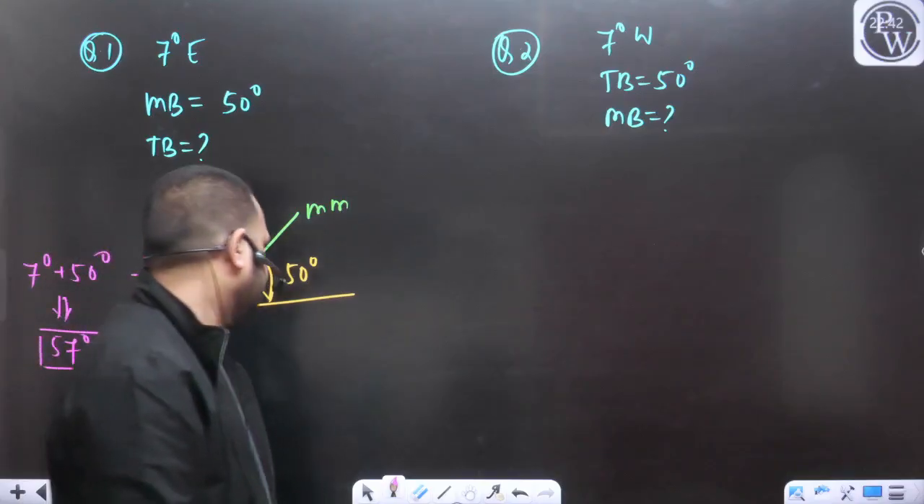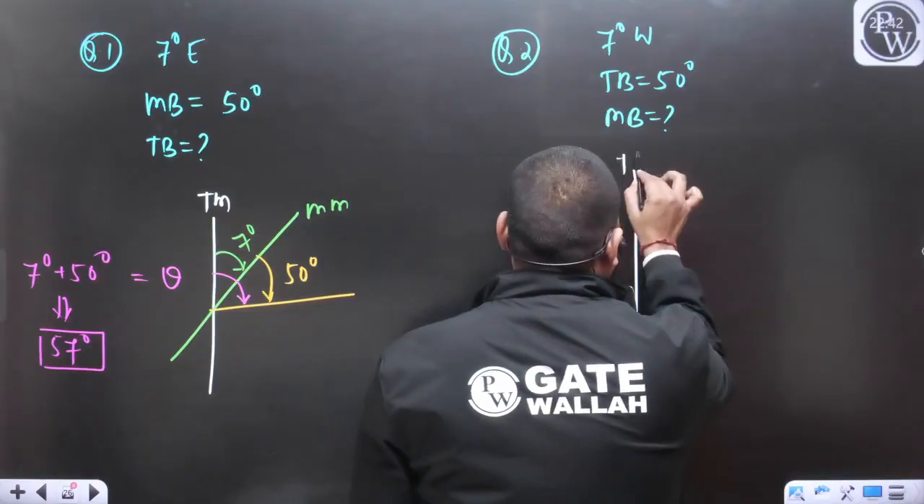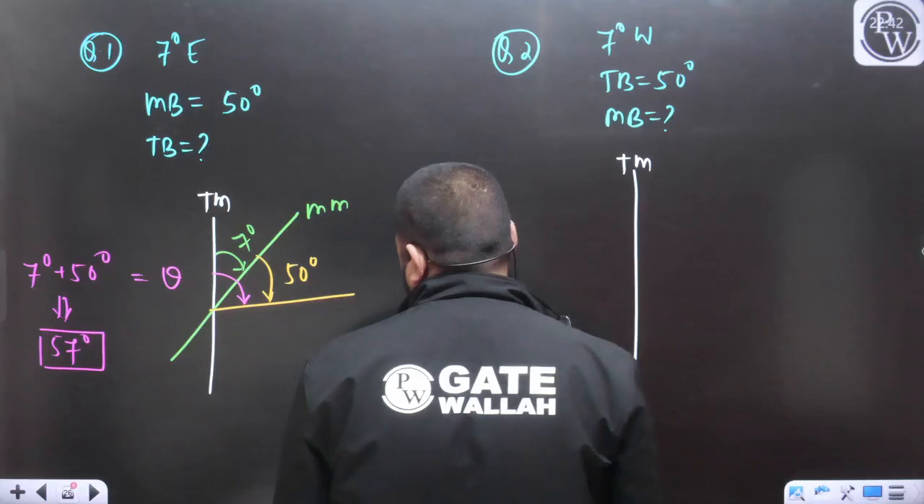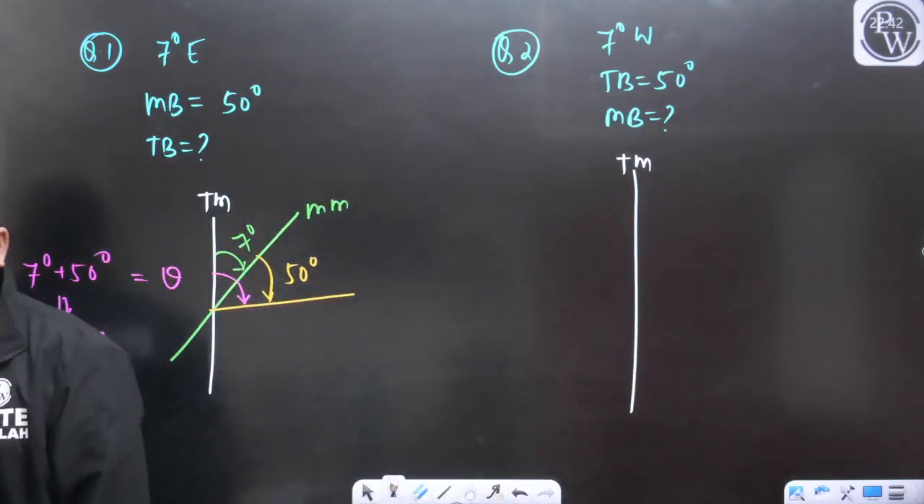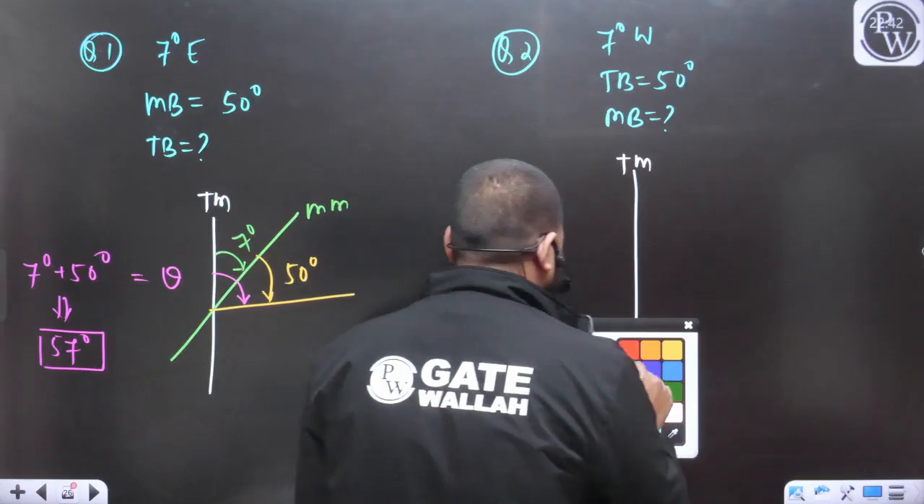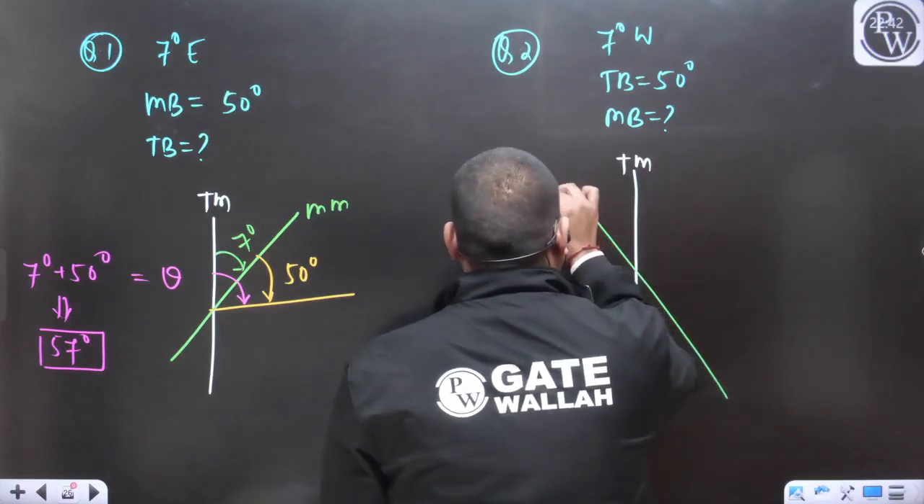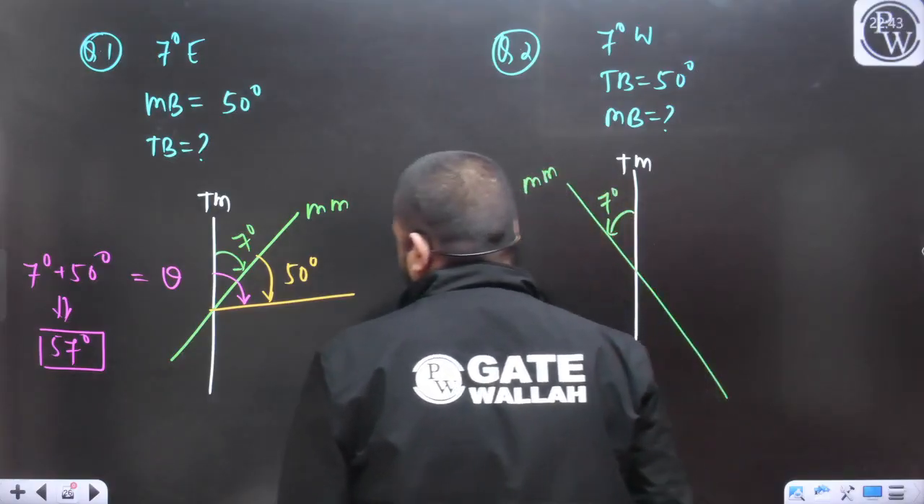The answer is going to be 57 degree. Let's see case 2. Again, the position of the true meridian will not change. In the second case, they have provided the declination as 7 degree west. So this is going to be the position of the magnetic meridian.